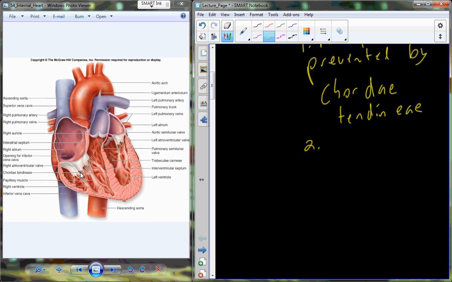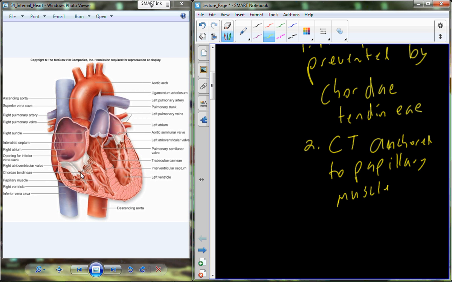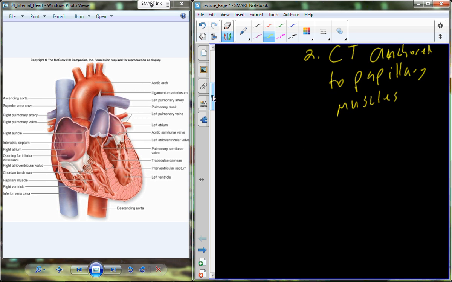I'm going to abbreviate chordae tendinae as CT. So the chordae tendinae are anchored to the papillary muscles that are fixed in the floor of the ventricle. These are extensions of the myocardium, and they will also contract as the ventricle is induced to contract. So the pressure is what opens up the valve, and the tendon cords are there to stop it from going into prolapse.